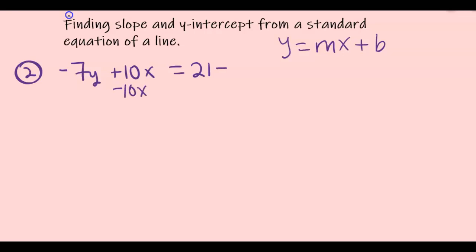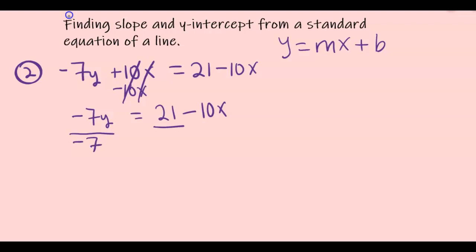We have to repeat the same thing here. This 10x turns into 0, leaving us with negative 7y equals 21 minus 10x. Now we need to get rid of the negative 7. It's multiplying. There is nothing in between them, so it's multiplication. We want to make it 1, so we divide by an equal number, because if we divide by an equal number, it will turn into 1. So here we divide by negative 7.